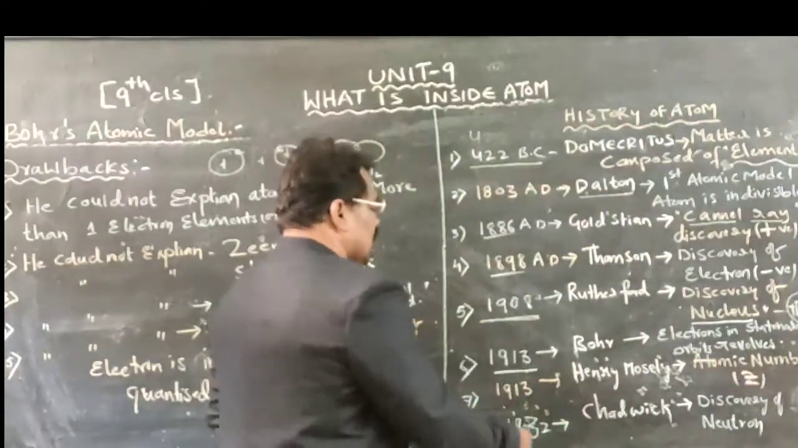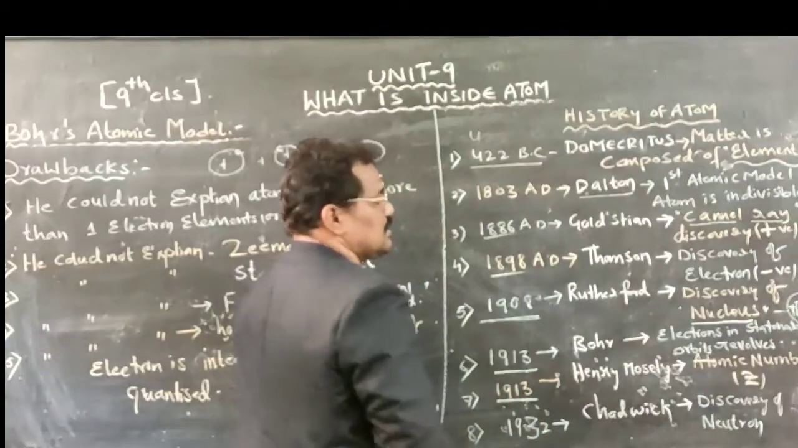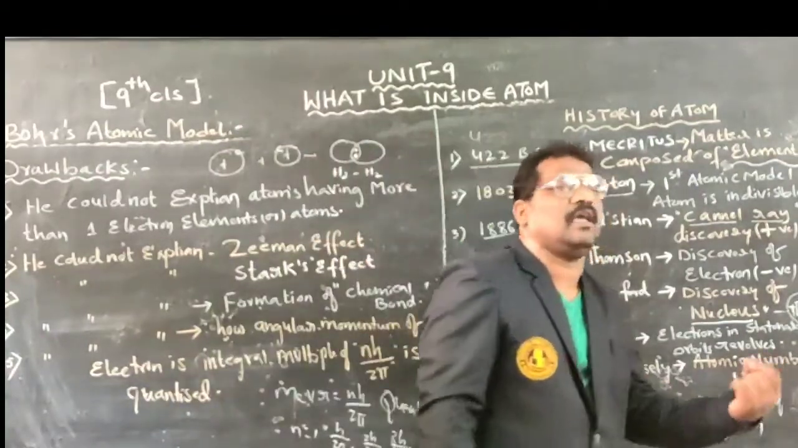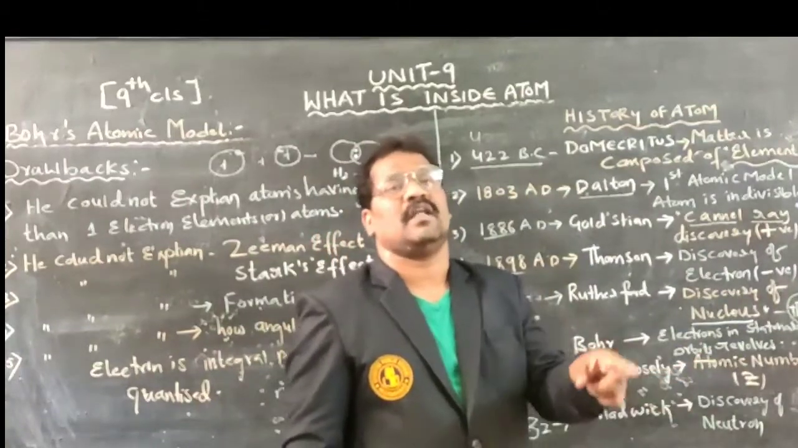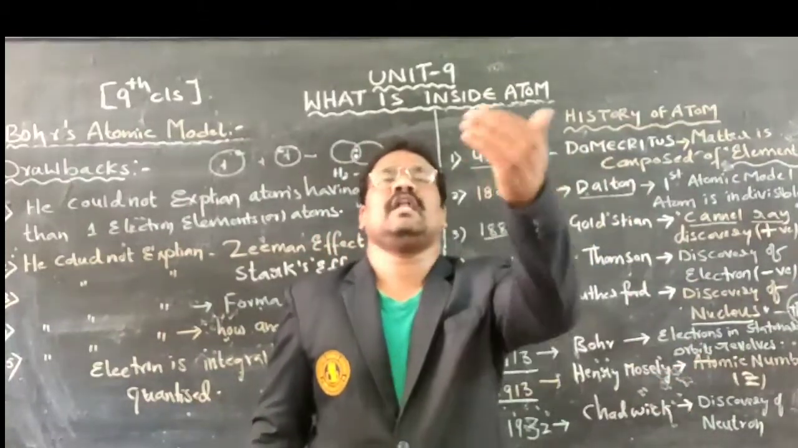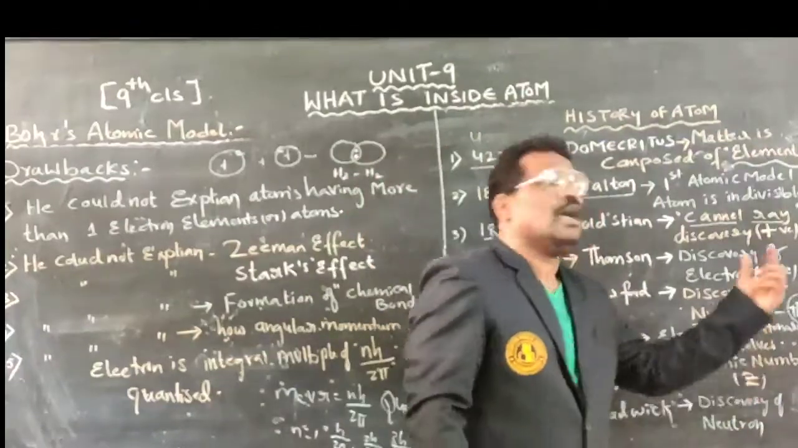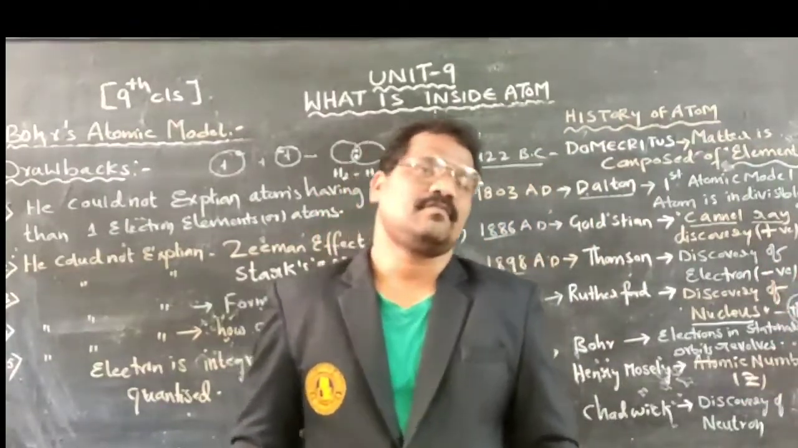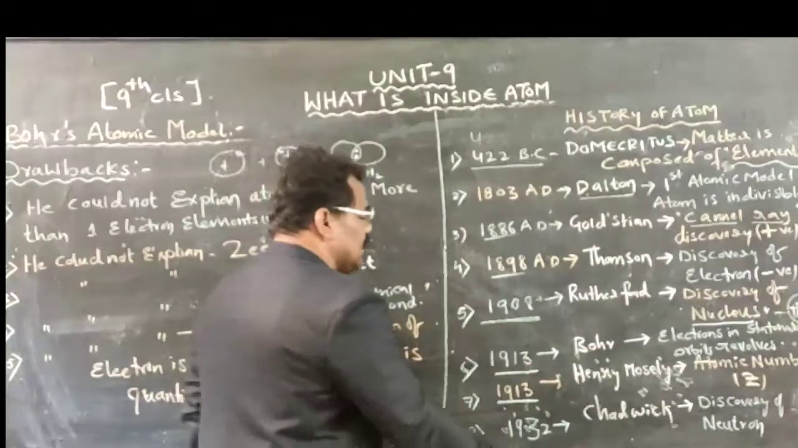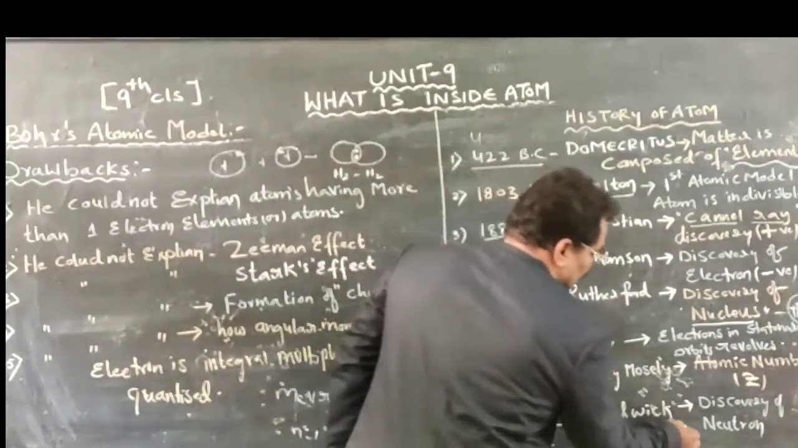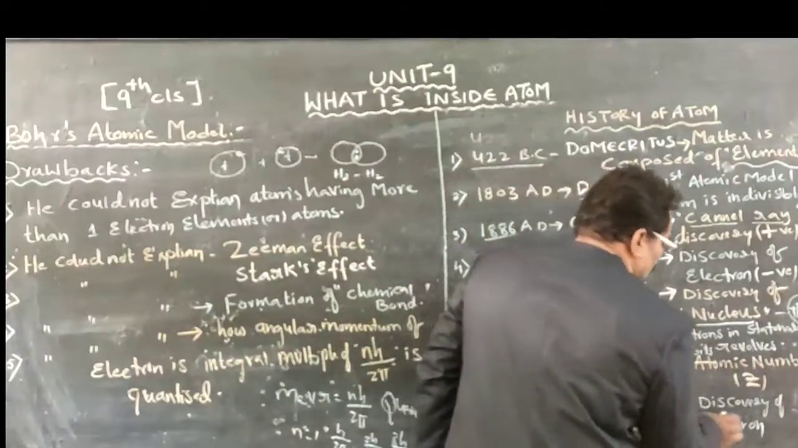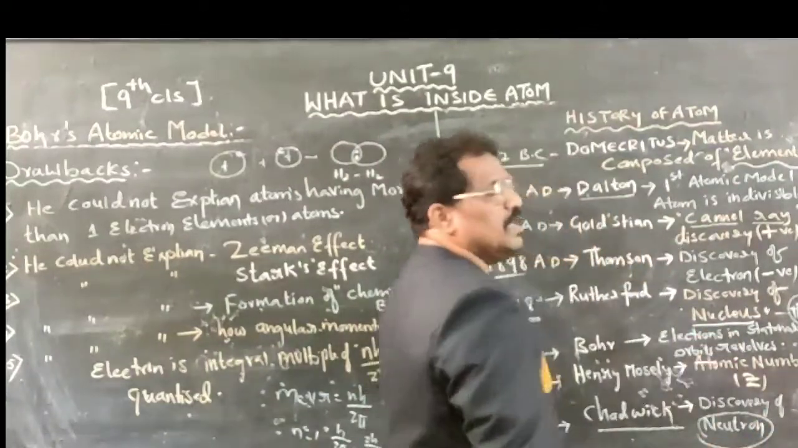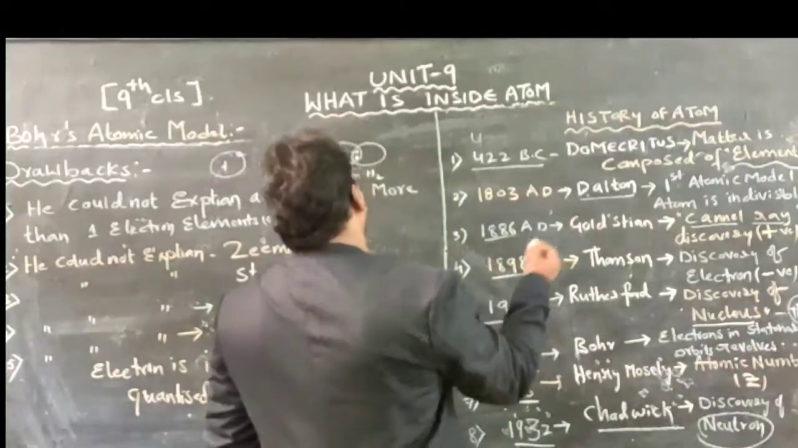Later on, one more chemist came into existence called Henry Moseley. He discovered the atomic number, which is represented with what? Z. The number of protons in an atom gives us nothing but the atomic number. Later on, in the year 1932, Sir Chadwick came into existence. He discovered the neutron. The neutron is nothing but what?